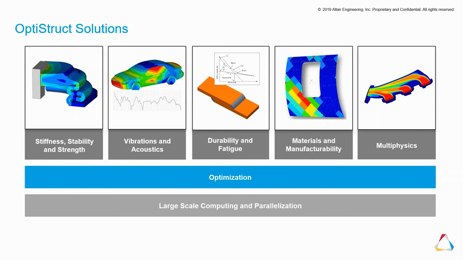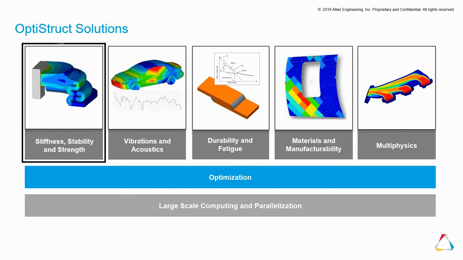Optimization continues to be a key philosophy at Altair. And so when we're looking at implementing any analysis feature, the next logical step from there is how do we enable that for optimization? Because if we're analyzing a particular response, if we're measuring a particular function, the next step is how do we improve that function, and that's where optimization comes in the picture. Now, all of this is built on a foundation that facilitates large-scale computing and parallelization that allows us to take advantage of the latest developments in both hardware as well as software.